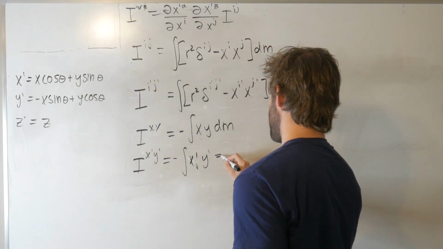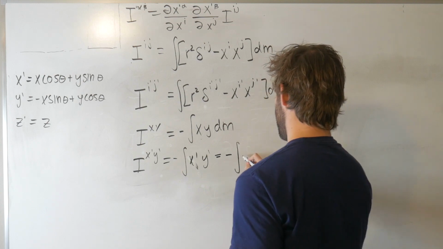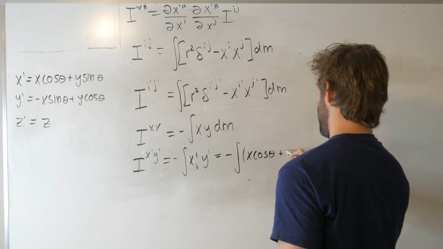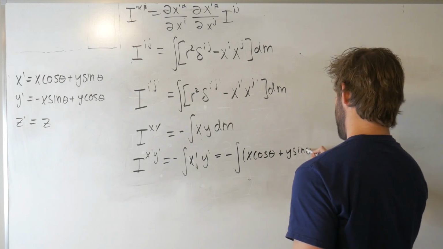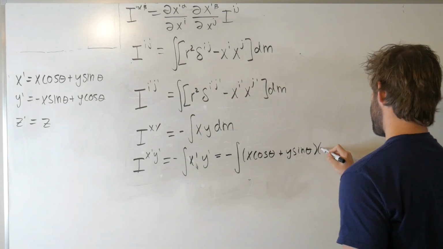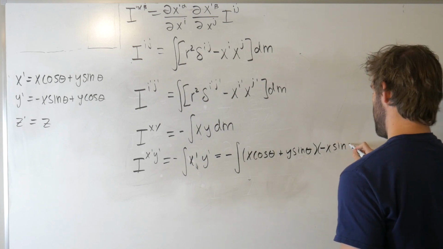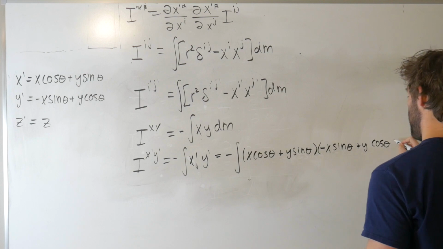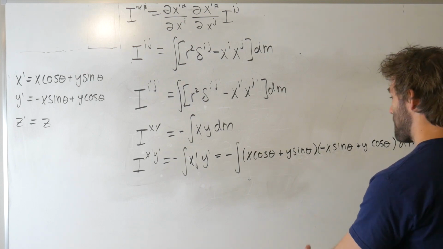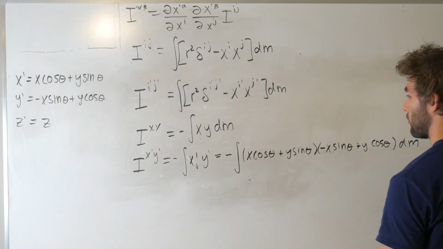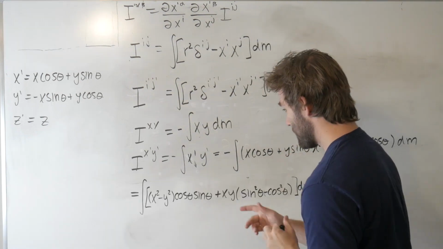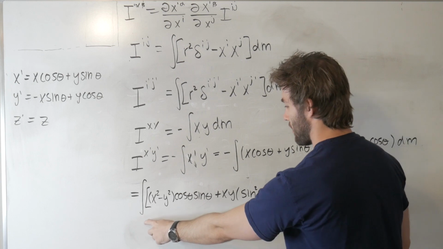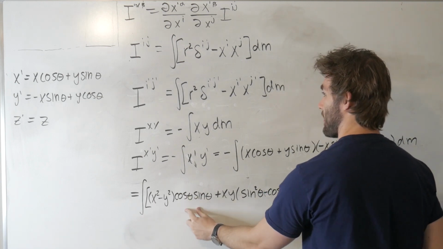So this is equal to minus the integral of x cos theta plus y sine theta times minus x sine theta plus y cosine theta dm. And the next step is to just FOIL this out, which I'm going to do right now. Cool, that was easy. Now let's take a look at this here. We have an integral of x squared, integral of y squared times this stuff.